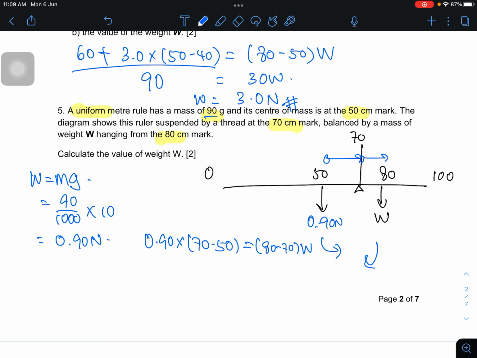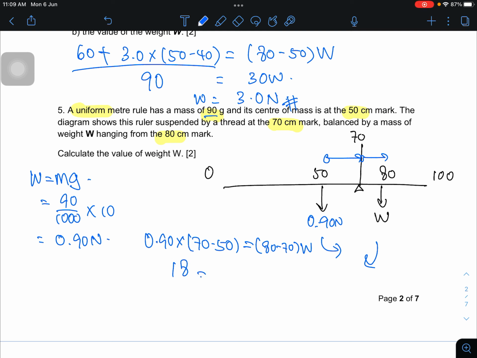So let's do it now. 0.9 times, what is this? This is 20. 0.9 times 20, you get 18, equals to 10 W. W equals to 1.8 Newton. Simple.